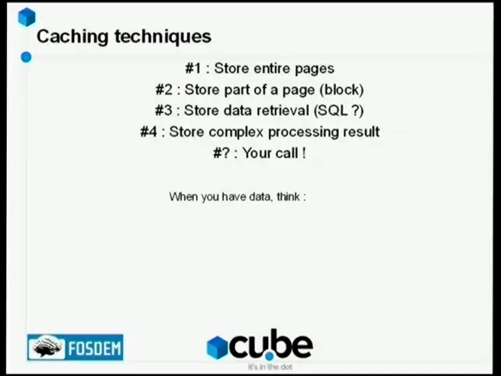Basically, you have to think, I have this piece of data. How long did it take me to create it? How often does it get updated? And how often is it retrieved? And if you balance those out, then you can find the best candidates for caching.